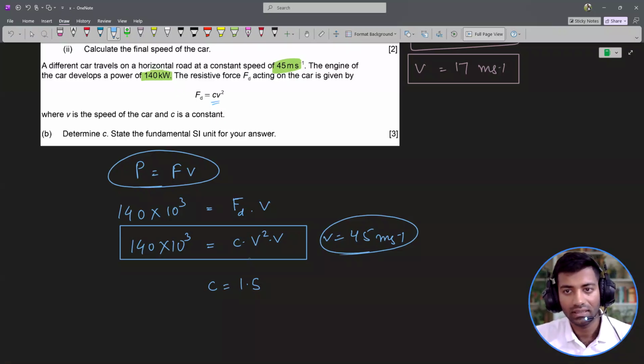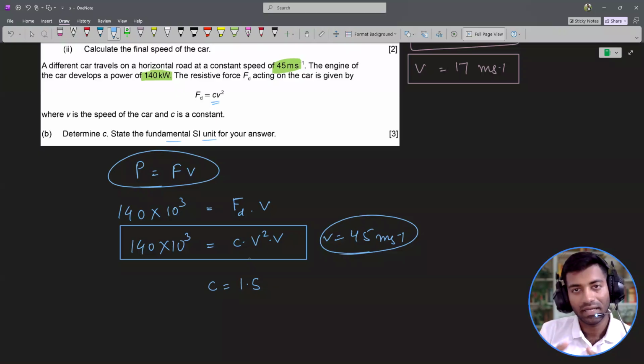We have to report the answer in fundamental SI unit. Now, here's the catch. A lot of times I've seen students reporting their answer only in SI units. Newtons is the SI unit, that is correct. Joules is also the SI unit for energy. But that's not the fundamental SI unit. Fundamental SI units consist of only kilograms, meters, seconds, mole, Kelvin, candela, and ampere. These are the 7 fundamental SI units. Everything else that we see is made up of a combination of these units. So these are the base or fundamental SI units and everything else is built upon this.